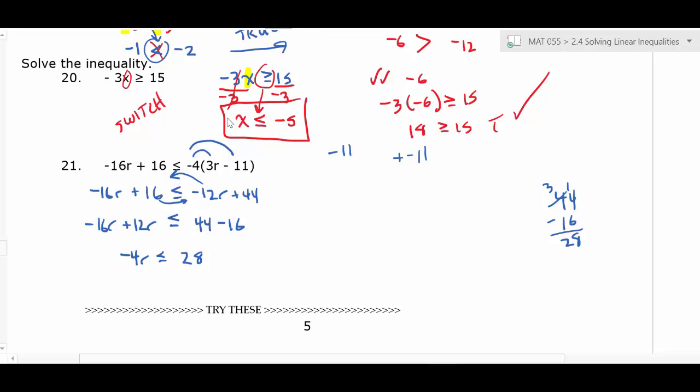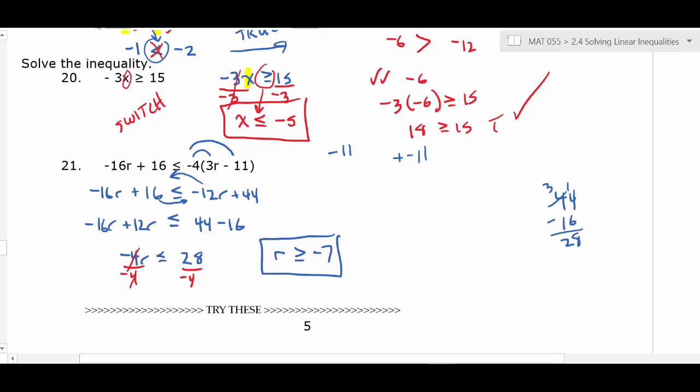Then you're going to be ready to divide. You have to divide both sides by negative 4 to isolate the variable. That's going to give 1r, or r. We did divide by a negative, so we must switch the sign, and that's negative 7. So that's the solution of the problem.